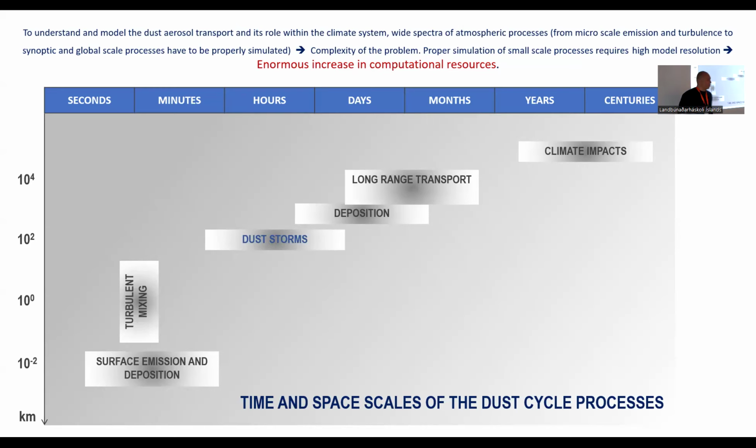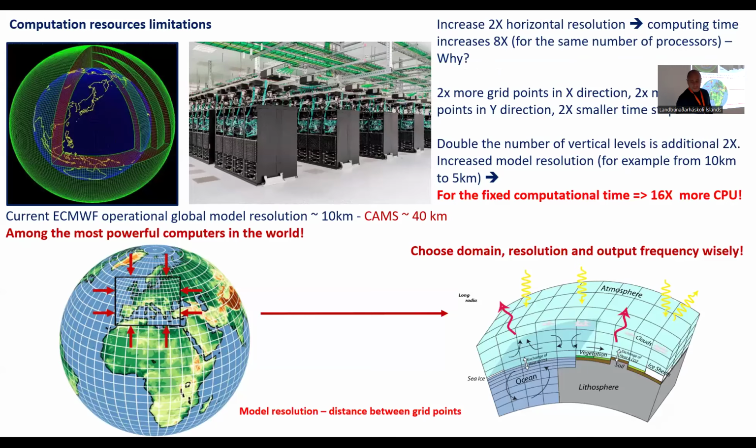The proper simulation of especially these small-scale dust events is really demanding in terms of an enormous increase in computational power. For instance, if you run a global dust transport model at 40 kilometers, like the one at ECMWF, and you want just a double better resolution, you would need 16 times more computational power. Imagine going from 40 kilometers to 3.5 kilometers. It's insane.